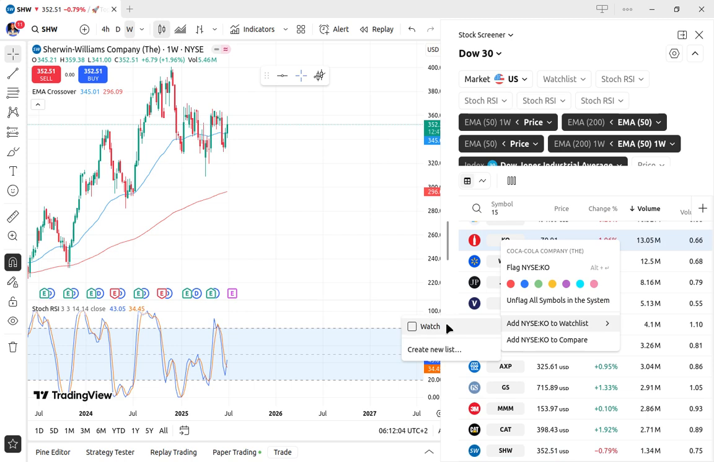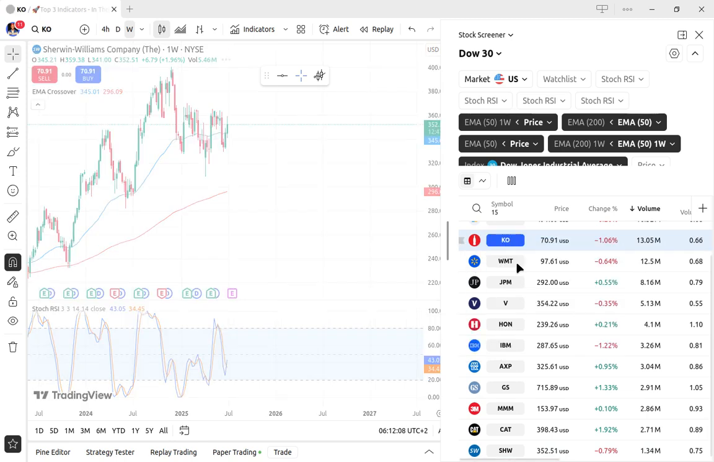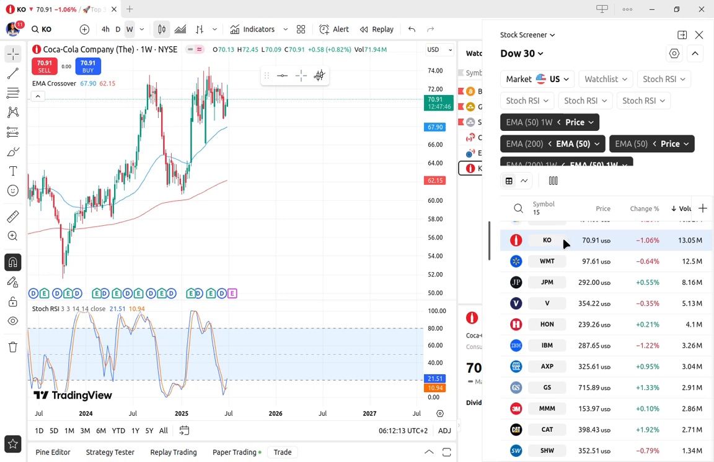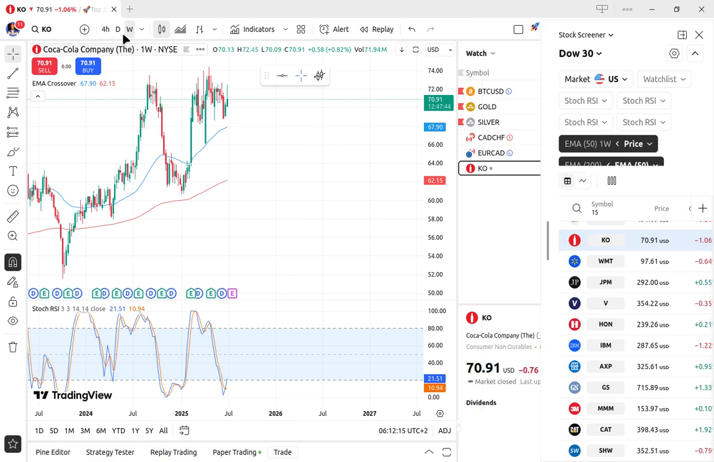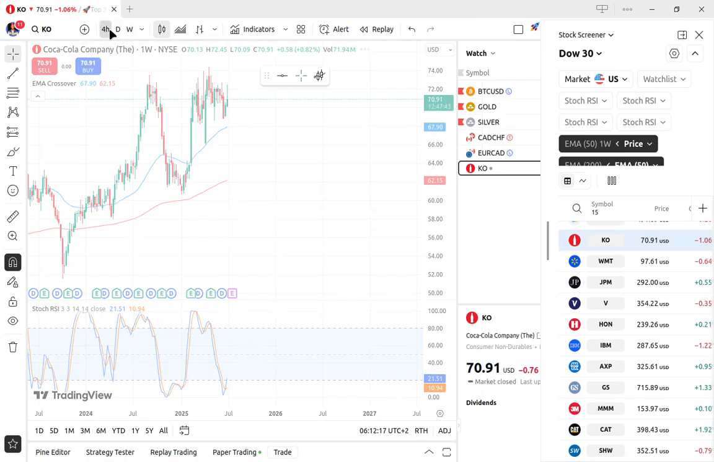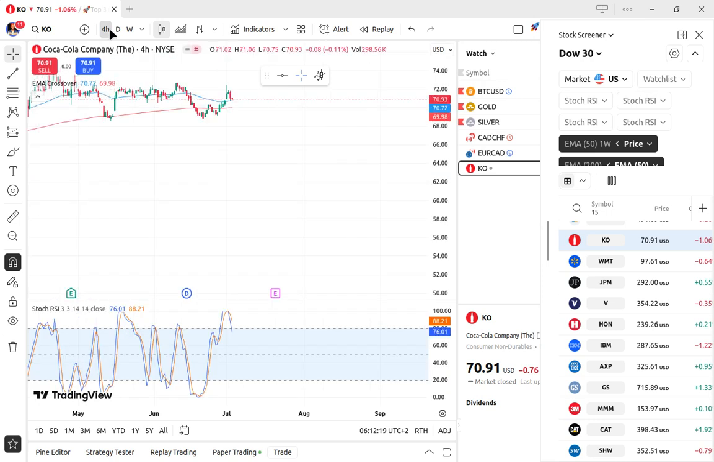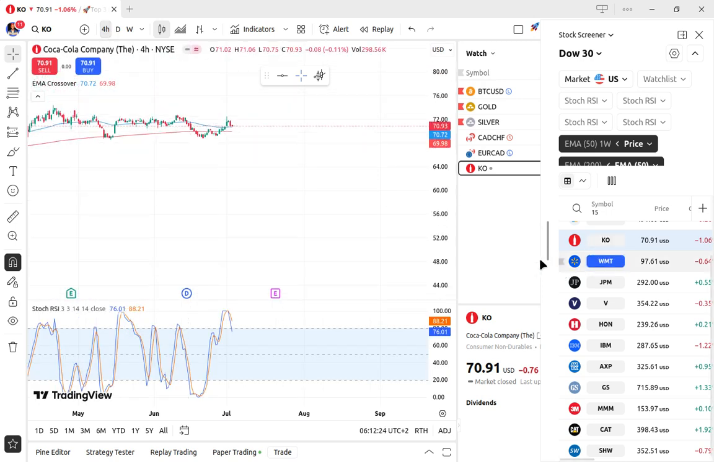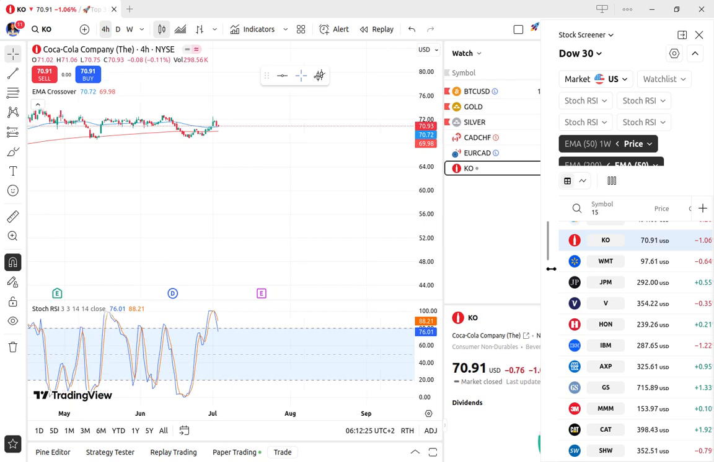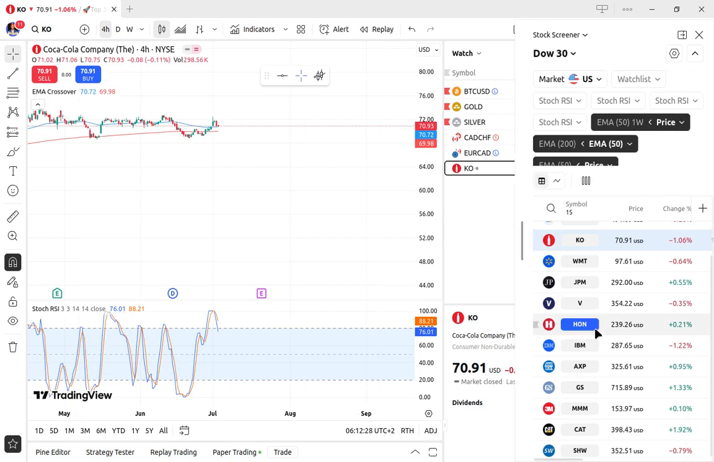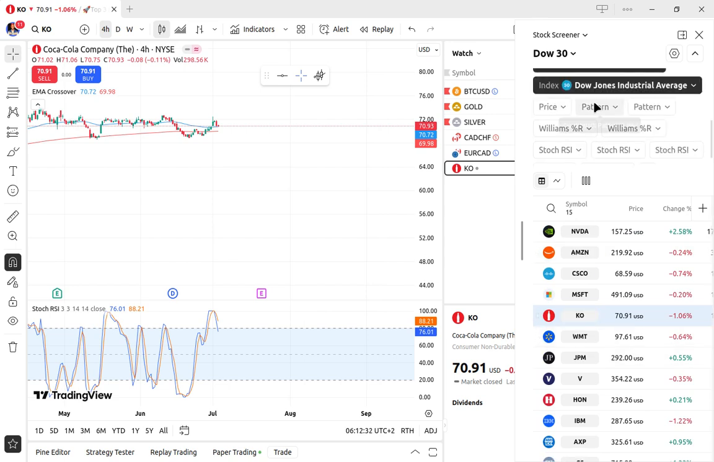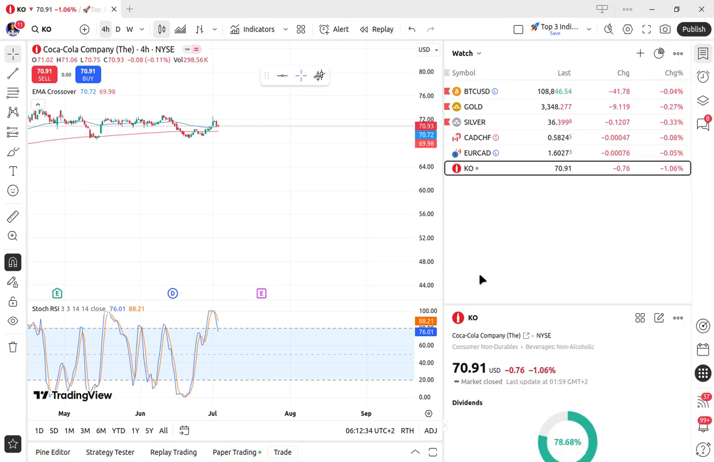So the closest we have to something to watch is probably Coca-Cola. Coca-Cola is the closest we have come in terms of something to watch in the stock market. So I would watch Coca-Cola stock, looking for an entry in Coca-Cola. I don't know about the other stocks, but I would definitely watch Coca-Cola. Okay, so that's it for stocks.